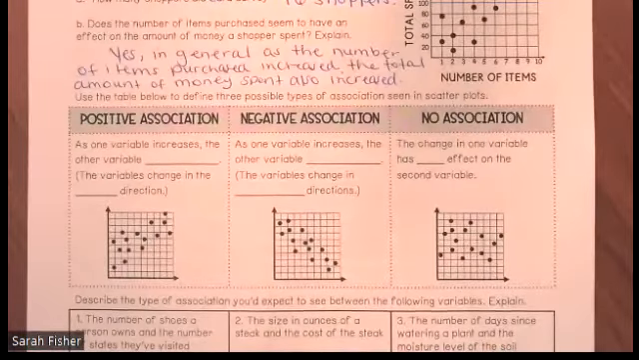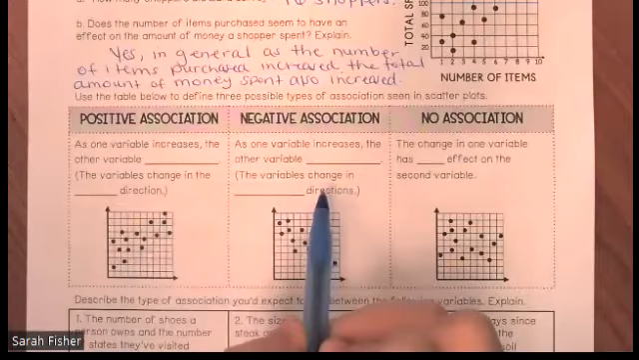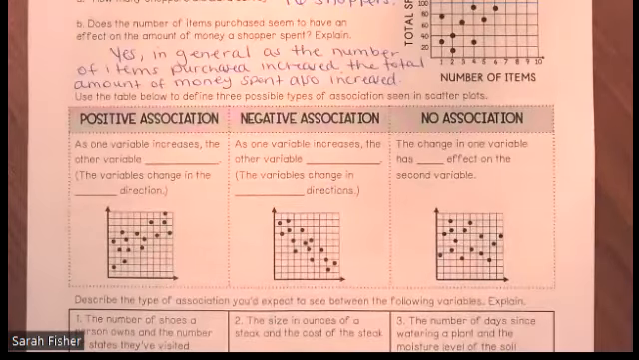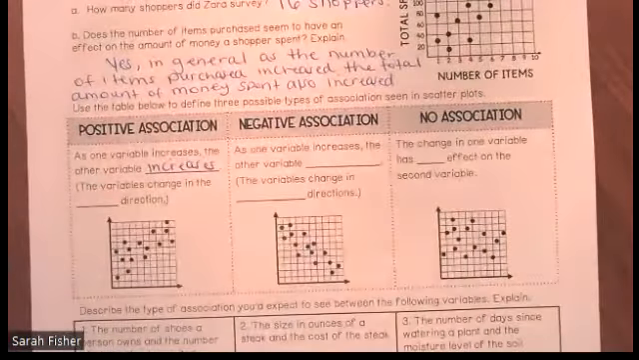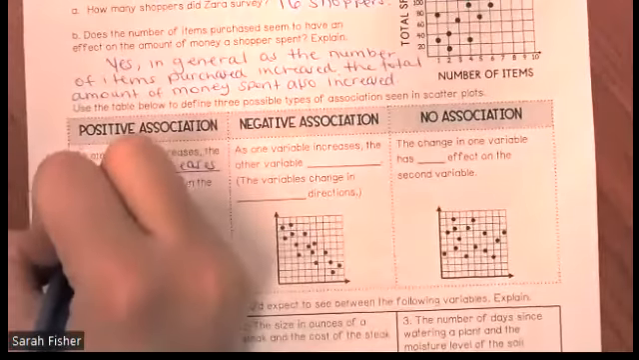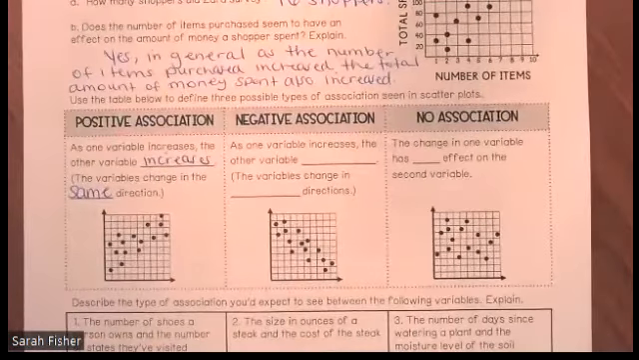Use the table below to define 3 possible types of associations seen in scatter plots. So there are 3 possible types of association: positive association, negative association, and no association. You get positive association when, as one variable increases, the other variable increases. So the variables change in the same direction. If the variables change in the same direction, that does result in positive association.